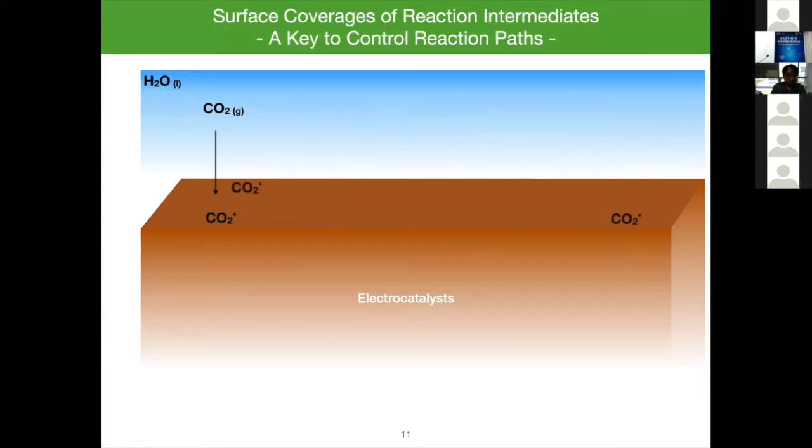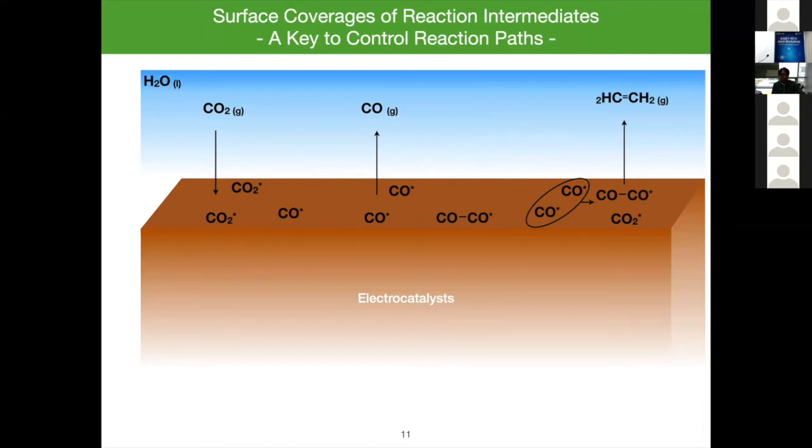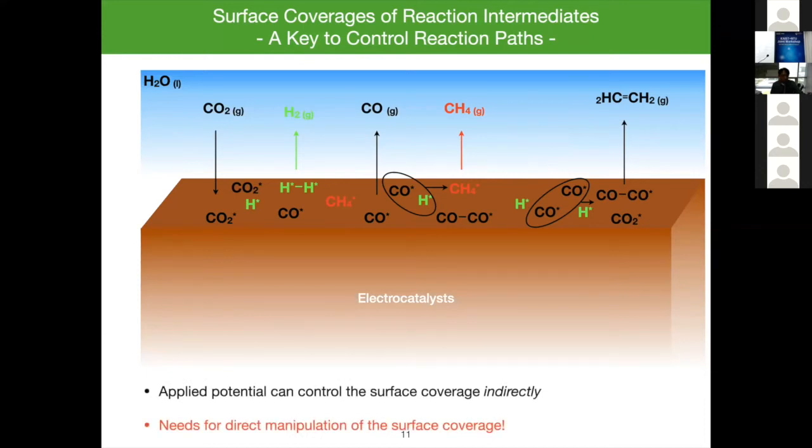And the key in this reaction path is how much those intermediates contribute on the surface. For example, if you have CO2, then you have CO and CO, neighboring CO and CO, then you get CC coupling. If you have CO and hydrogen, then you form methane. And of course, you have the hydrogen, then you make the hydrogen molecule. And in a conventional process, the applied potential controls the contribution of intermediates on the surface indirectly.